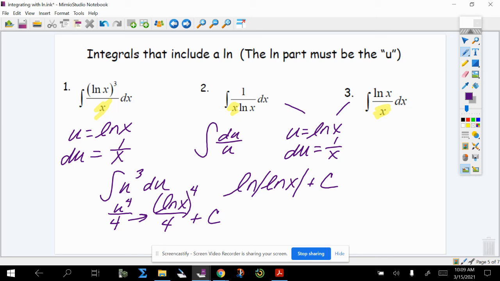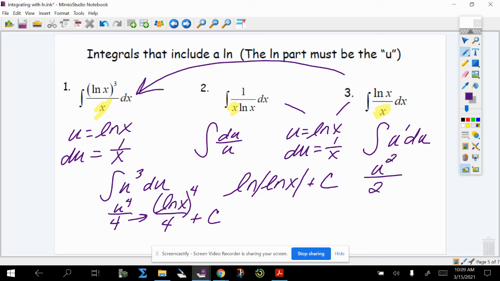The second one, or technically on this slide, it's the third one. This one, your u is on the top. And it's just to the first power. So you can think of it as u to the first. This one's actually more like this one. It is a basic power rule. So your integration would be u to the second over 2. This one I feel like it's almost so simple, it's hard. So you get the natural log of x squared over 2 plus c.